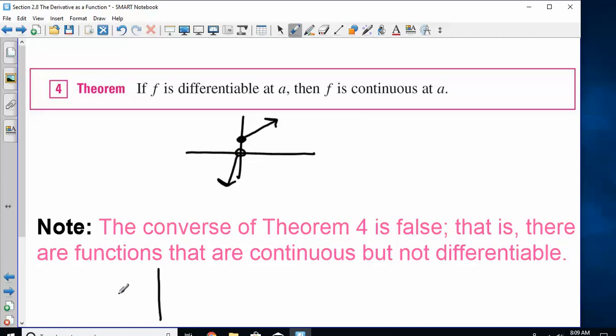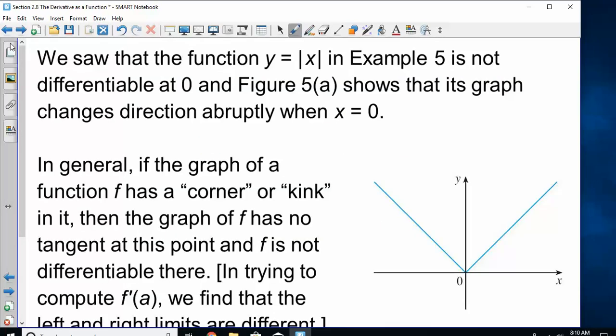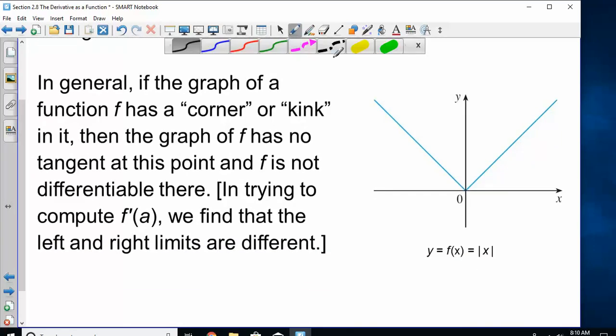If you think about the absolute value graph, it's continuous at 0, but did the derivative exist there? No. So what we know so far is if the original graph is not continuous, then the derivative doesn't exist. So that's one thing we can look for. Let's see what else. In our absolute value, at 0 it was continuous but not differentiable, and the reason is because of that sharp corner right there.